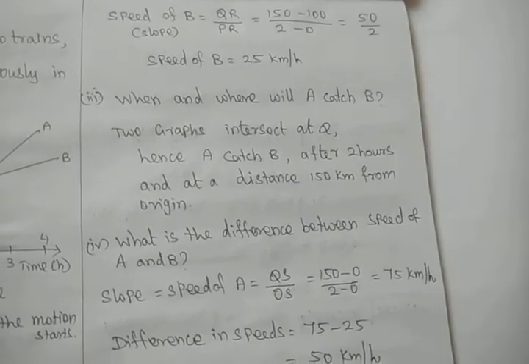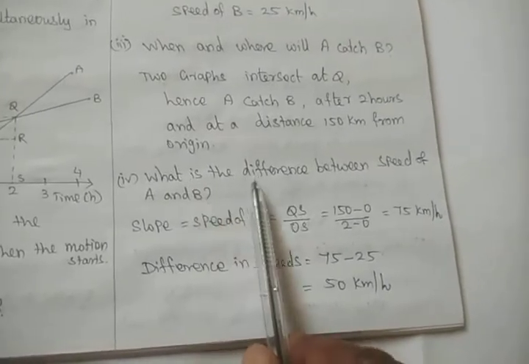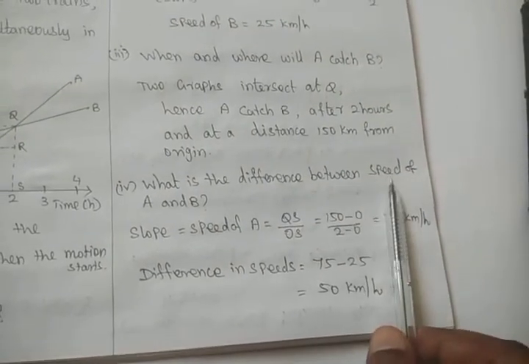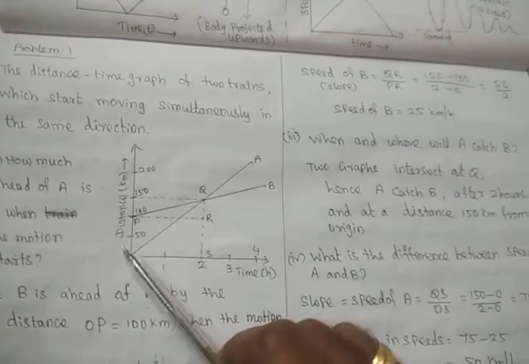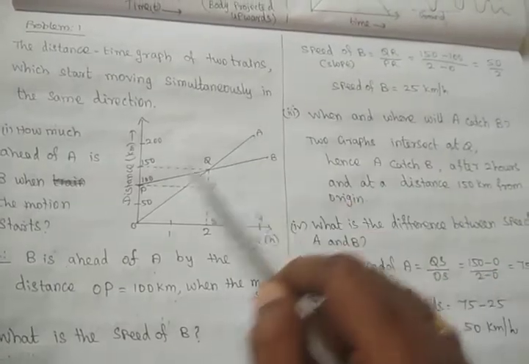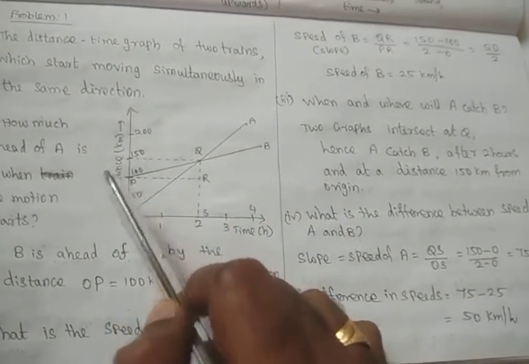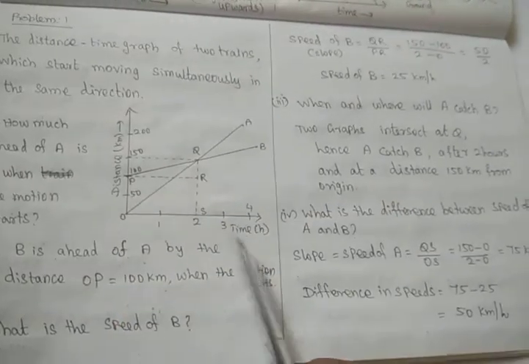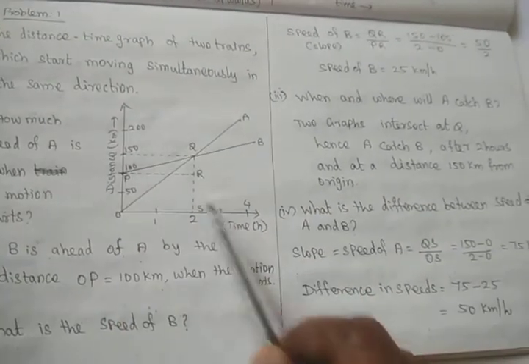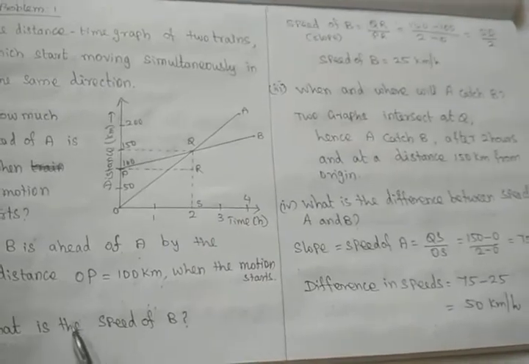from the origin. The next question: what is the difference between the speed of A and B? Already we have calculated the speed of B, so now we are going to calculate the speed of A. How can you calculate the speed from any slope in a graph? In a distance-time graph, the slope represents the speed.